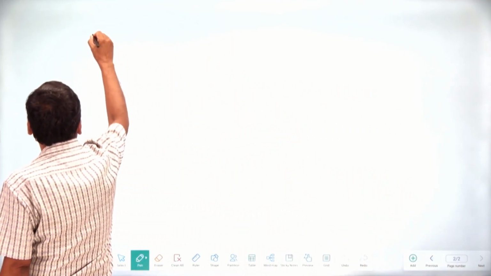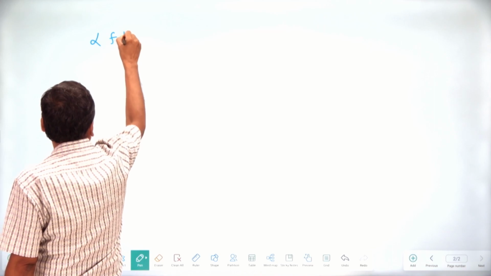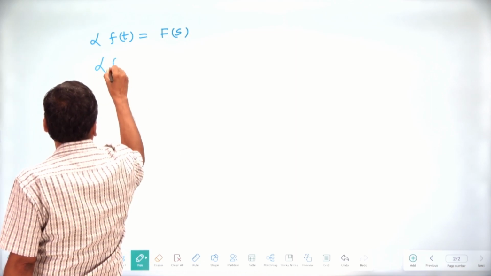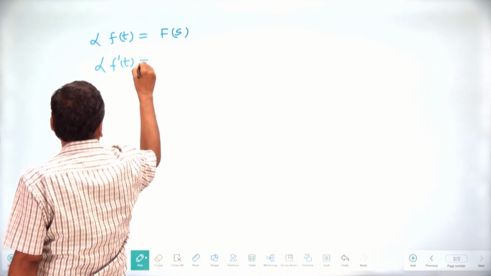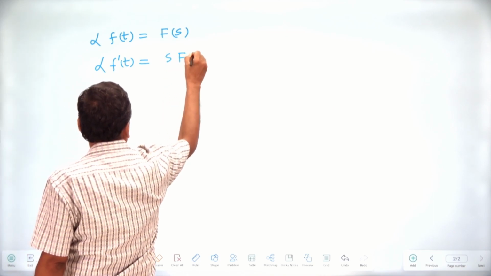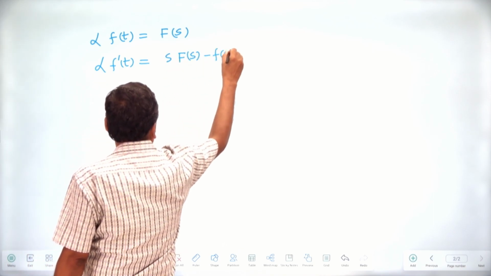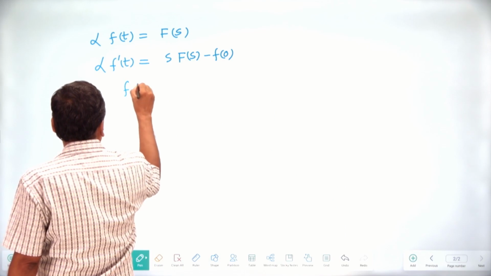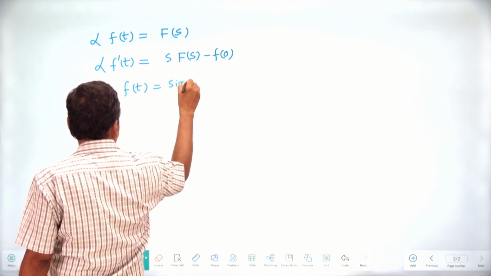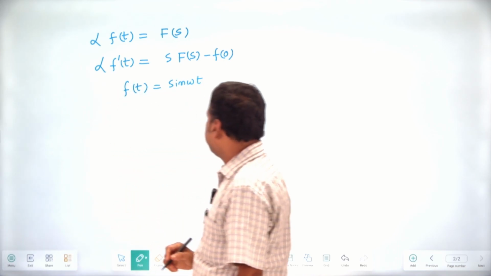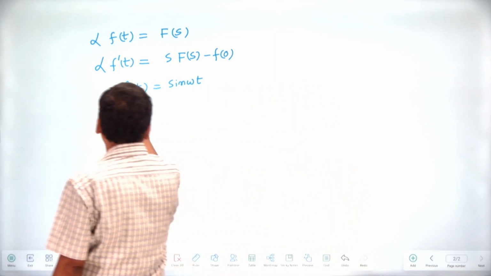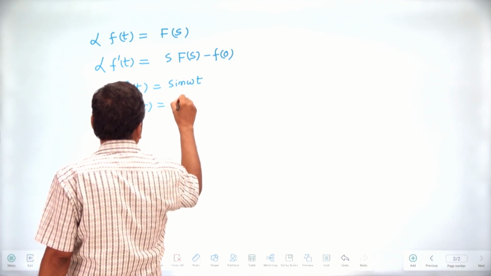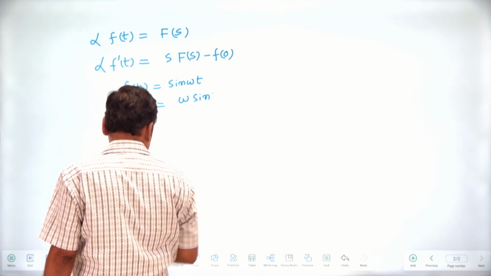Already you know that the Laplace transform of f of t is F of s, and the Laplace transform of f dash t is s F of s minus f of 0, where f of 0 is the initial value. Here f of t is given as sin omega t. If f of t is sin omega t, then f dash t, the derivative of f of t, is omega cos omega t.